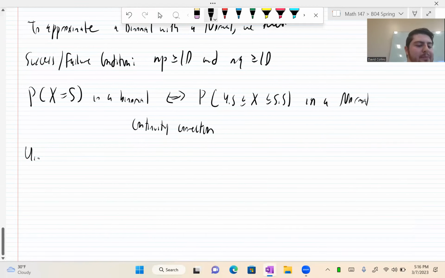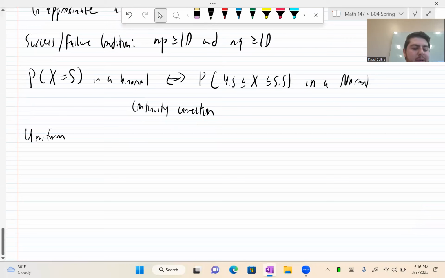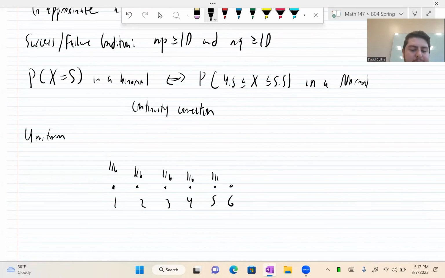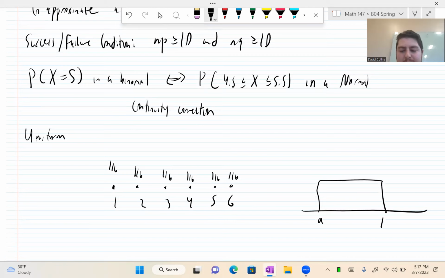The uniform. So uniform can be both continuous or discrete. Something like a dice is uniform, right? A 6-sided dice, each side has probability 1/6 of being chosen. It can either be like this. This is the discrete picture. Or it can be continuous. This height is 1 over b minus a.